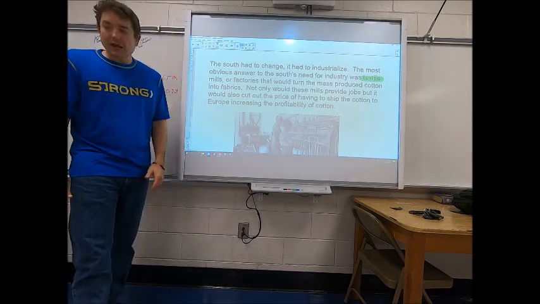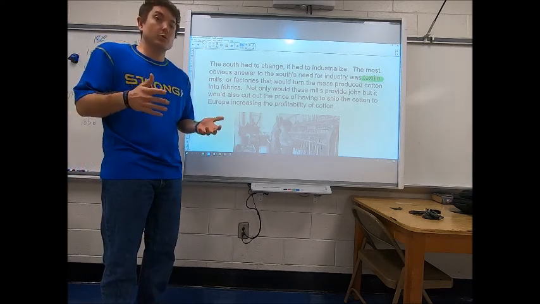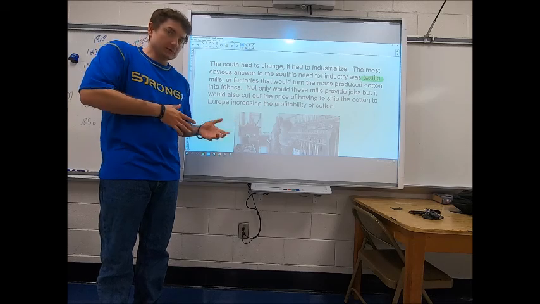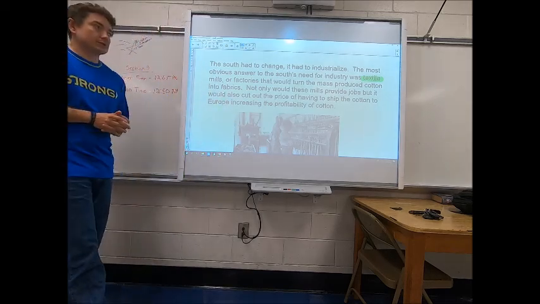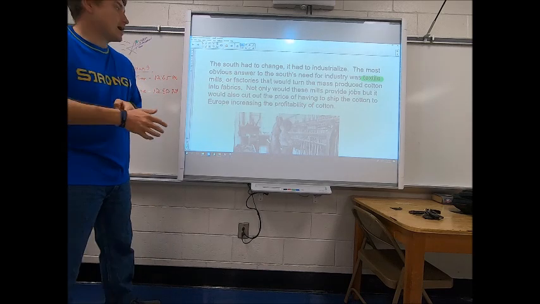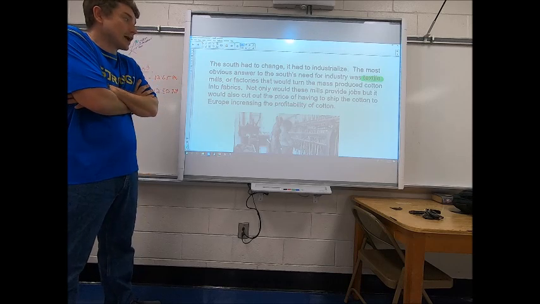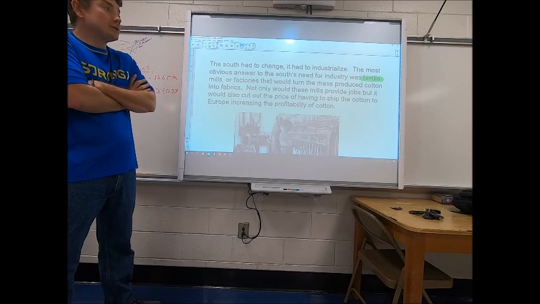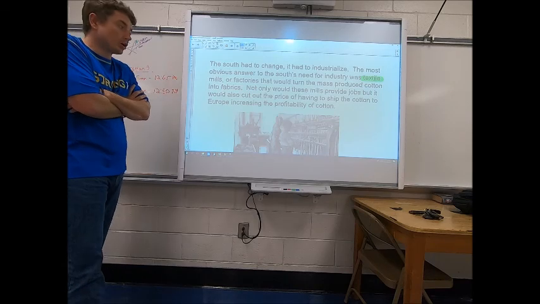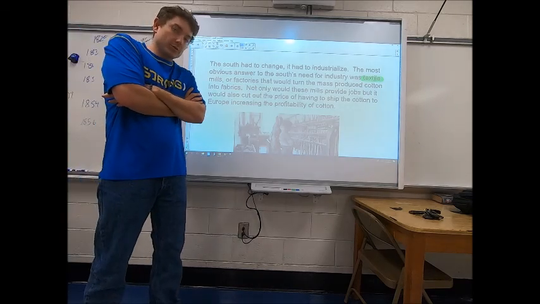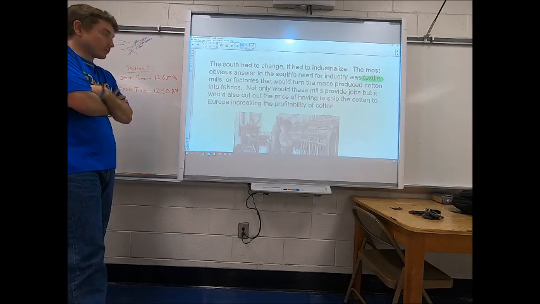The most obvious answer for the South's need for industry is textiles. We're going to make fabric. We got cotton. Let's make cloth from it. Mills, factories would now turn up and mass produce fabric using the cotton that we already had available. Not only would these mills provide jobs, but it would also cut the price of having to ship all of this cotton to the north or to Europe, which actually did make cotton more profitable.